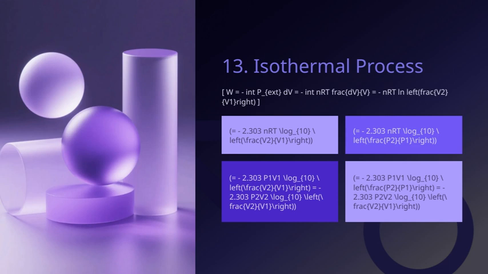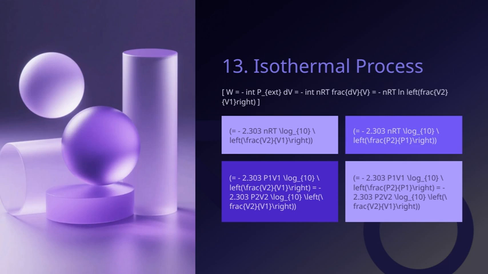But to connect this to the ideal gas law, we can rewrite it in terms of the number of moles, R, temperature T, and the pressure ratio, leading us to the expression W equals negative 2.303 times nRT times the log of P2 over P1. Similarly, we can express the work in terms of volume ratios, substituting pressure with volume using the ideal gas law, resulting in the same form, but involving the ratio V2 over V1 instead.